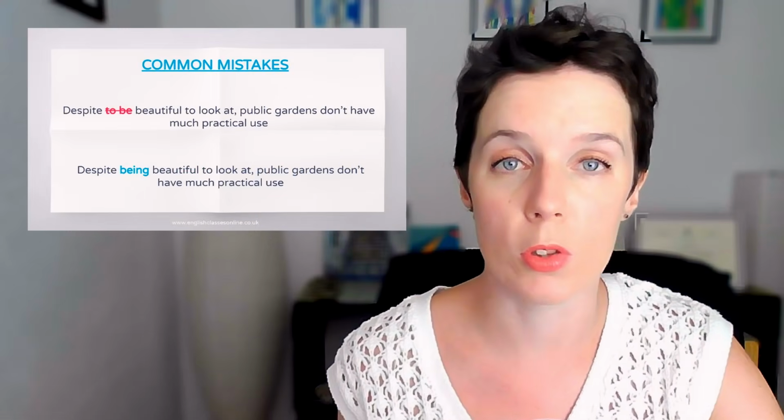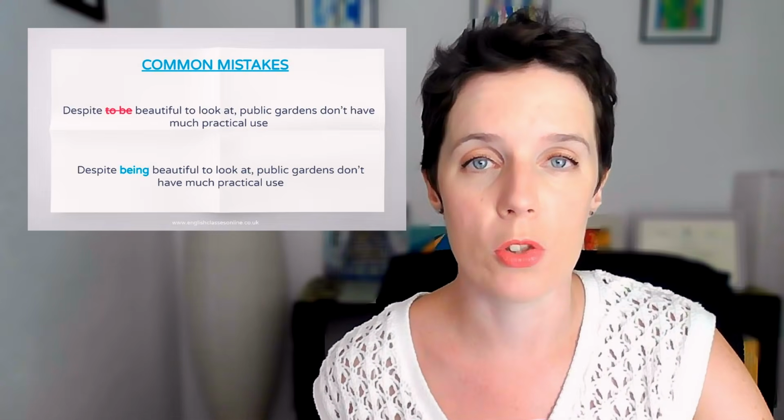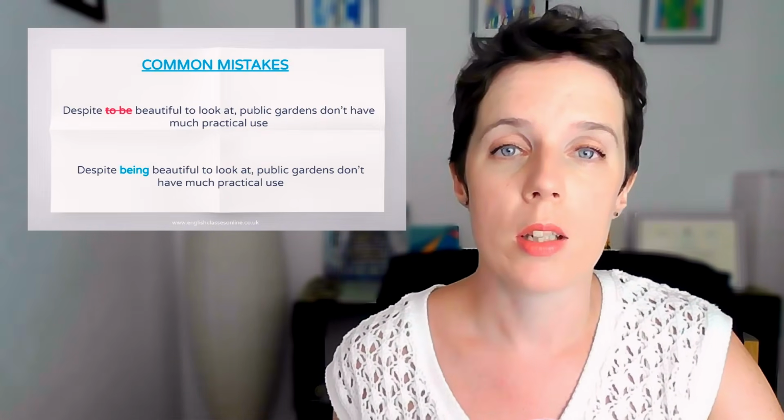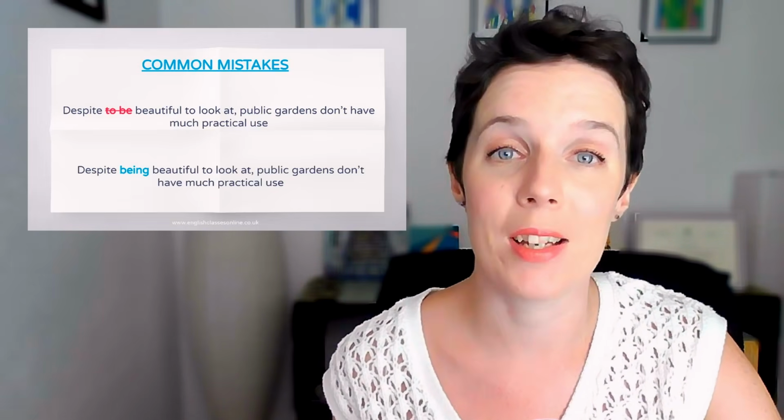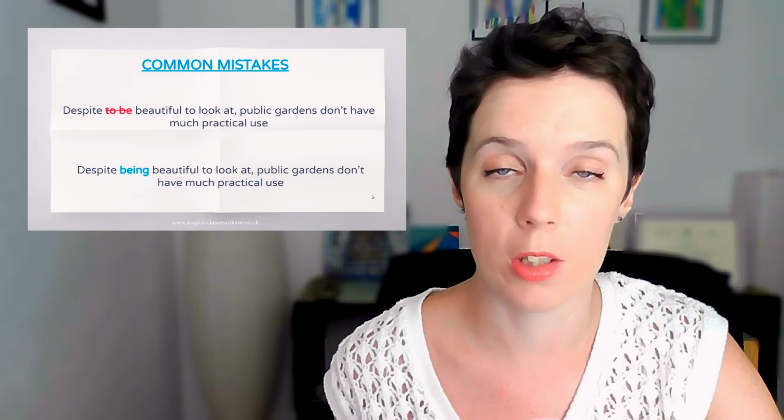Despite being beautiful to look at, public gardens don't have much practical use. Despite can also take a noun as well, but if you're using a verb, it has to be an ing. Otherwise, it's incorrect. Okay.